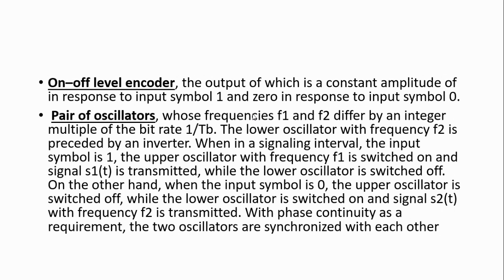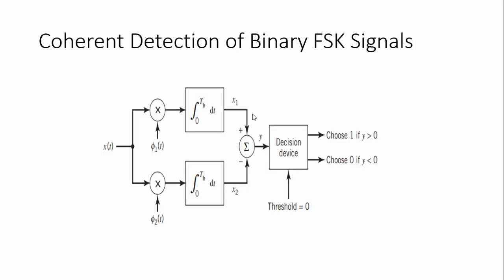In the signal interval, when the input is 1, symbol 1 is transmitted. At that time the upper oscillator frequency f1 is switched on and s1 of t is transmitted, while the lower oscillator is switched off. On the other hand, when the input is 0, the upper oscillator is switched off and the lower oscillator is switched on, and the s2 of t signal is transmitted. With phase continuity, the two oscillators are synchronized with each other.